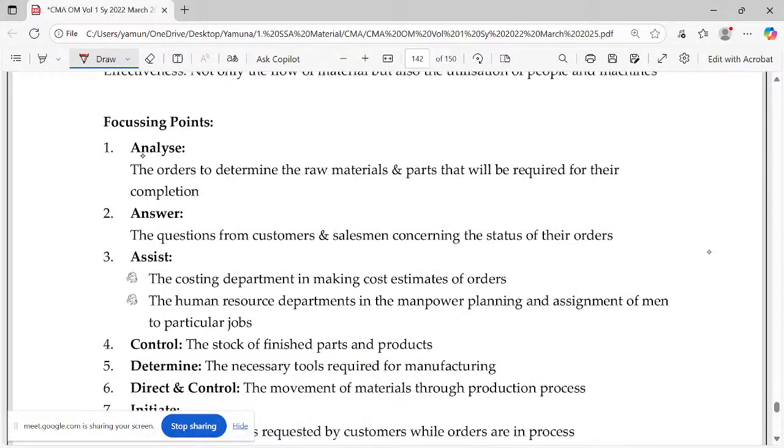What are the areas we focus? Analyze to determine the raw materials that you order and what are the parts you manage. You answer the questions raised by the customers, how we are going to satisfy the customers' queries. Assist them, probably the costing department will be talking about cost estimate orders, the HR department will be talking about manpower. So how we are going to assist them.